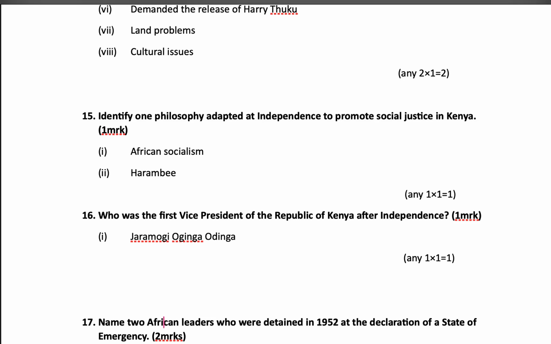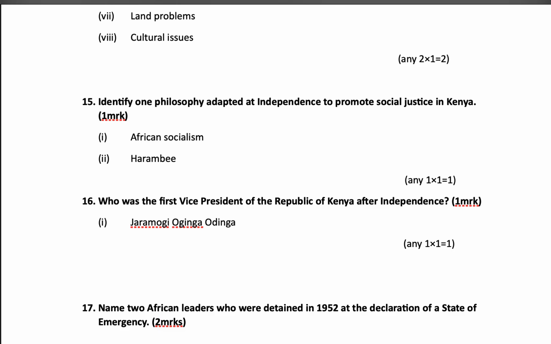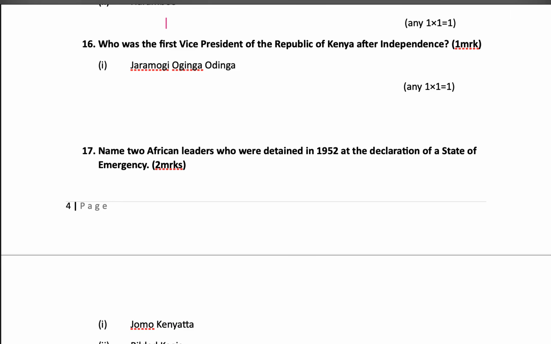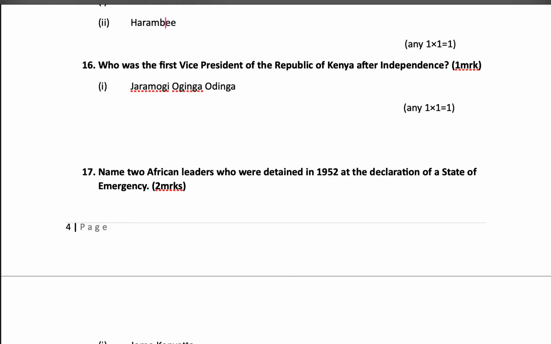Question 15. Identify one philosophy adopted at independence to promote social justice in Kenya. African socialism, Harambee. Question 16. Who was the first vice president of the Republic of Kenya after independence? We have Jaramogi Oginga Odinga.